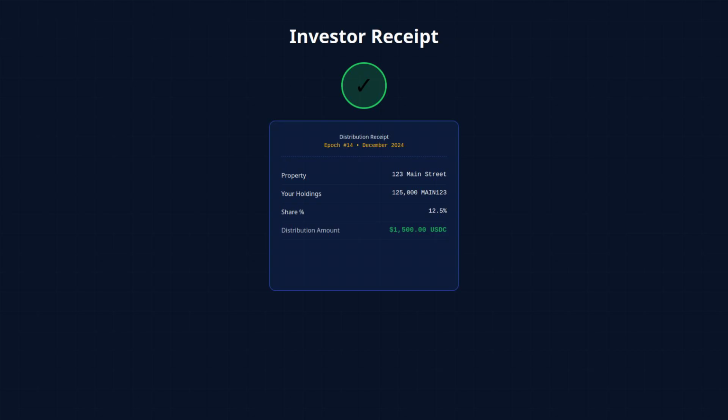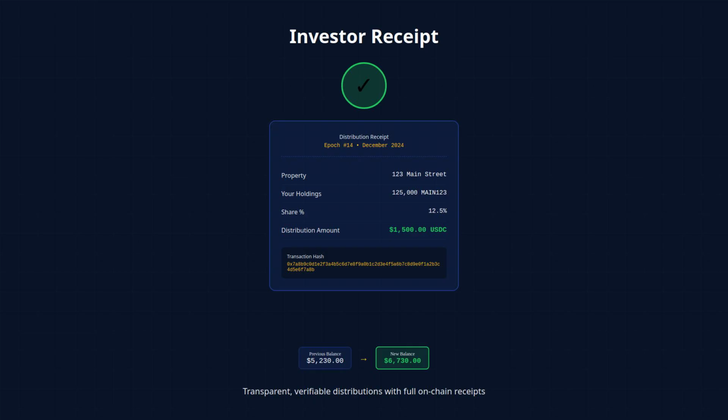Each investor receives a distribution receipt. Their holdings, share percentage, and USDC amount are all recorded on-chain. The transaction hash provides permanent proof of distribution. Investors can track all historical distributions through our dashboard. Complete transparency for every rent payment.